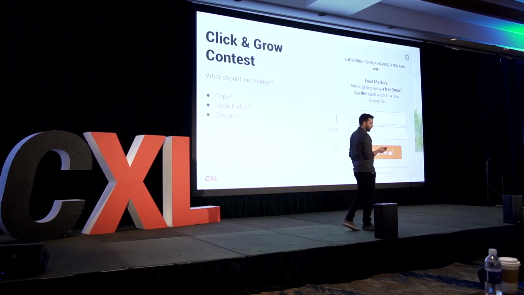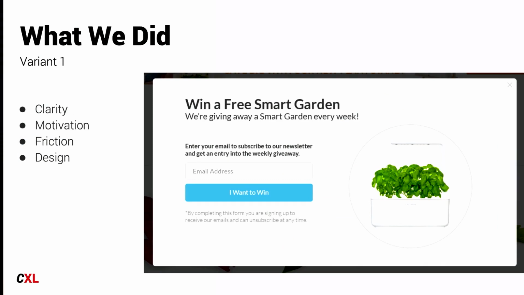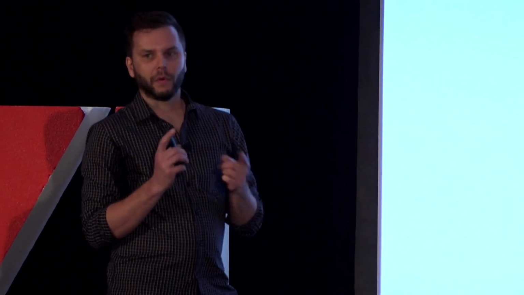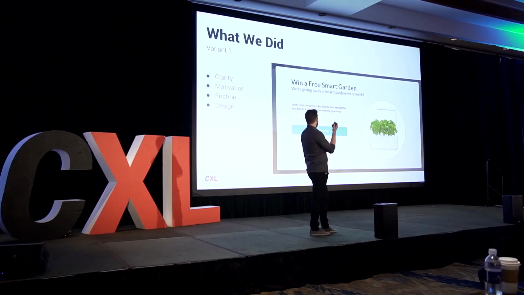So we decided to change a few things about this because we wanted to have a pretty high impact experiment. So this is variant 1. We increased the clarity. We wanted to make it super clear that what you're entering for is a free smart garden, right? We're giving away one every week, and then there's a little bit of transactional copy here, because you want to be upfront about the fact that they're signing up for your newsletter. It's not just for the contest, so they're not going to be surprised when you email them later. We decided to increase the motivation a little bit, so the copy helps with this, and just adding an image of what they're actually winning, rather than just making them imagine it in their heads.